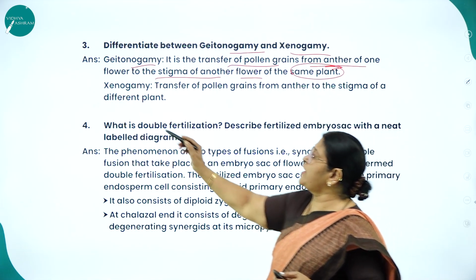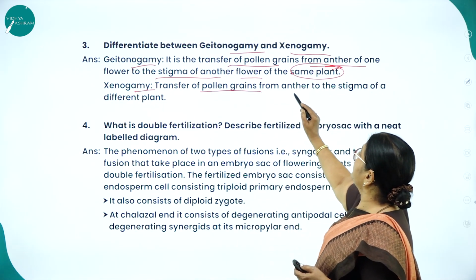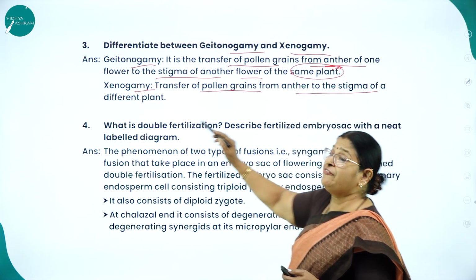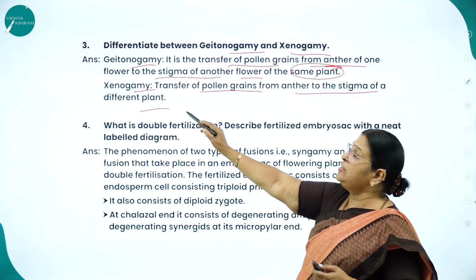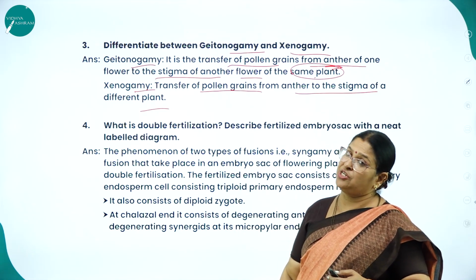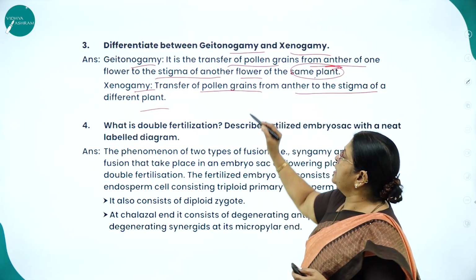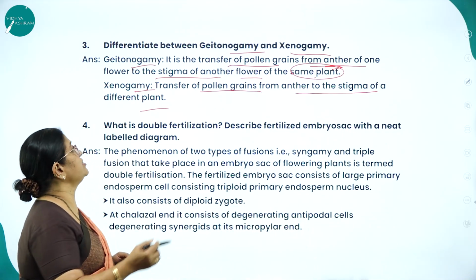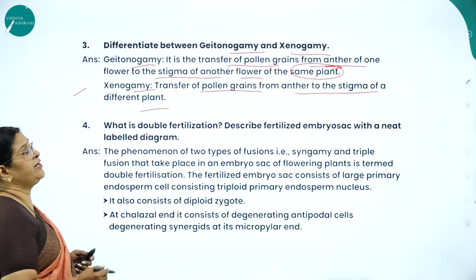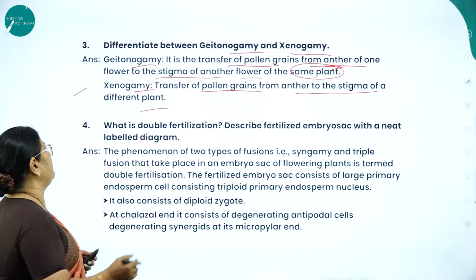Then what is xenogamy? Transfer of pollen grains from anther to the stigma of a different plant. Same plant, geitonogamy. Different plant, we call it xenogamy. So this is a very, very important question which is asked in the examination. So differentiate between geitonogamy and xenogamy.